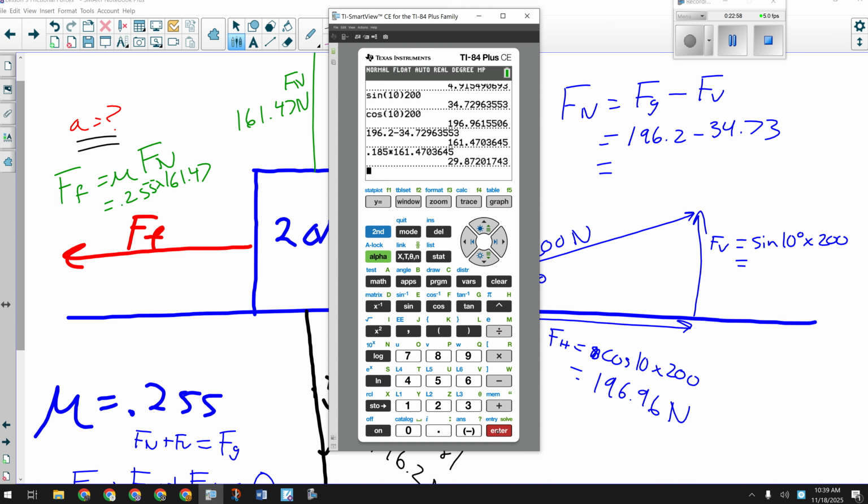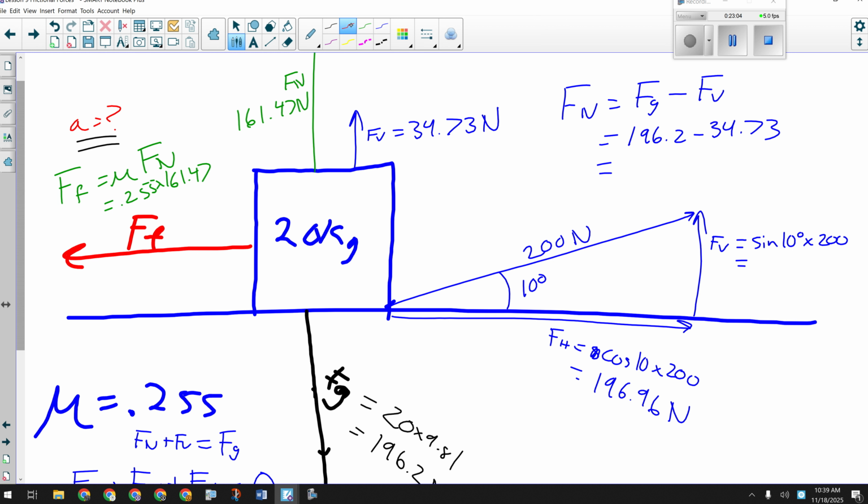Okay, so there's not a lot of friction, right? There's only 29.87 newtons of it. So when this is all said and done, I have a force forward and a force backwards. Agreed? I've accounted for all of the other forces. I've accounted for all the vertical forces. I know they add up to 0. I now know that of this 200 newtons here, 196.96 of it is pulling horizontally forwards. I know now that there are 29.87 newtons worth of friction acting backwards.